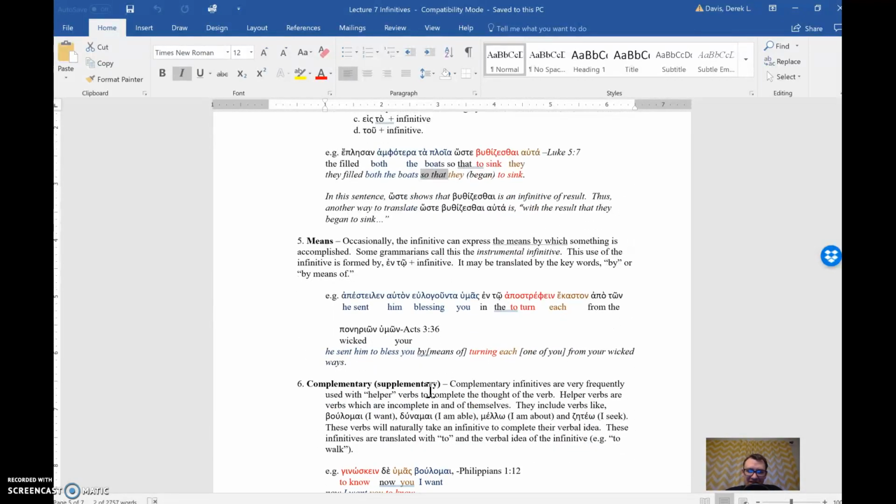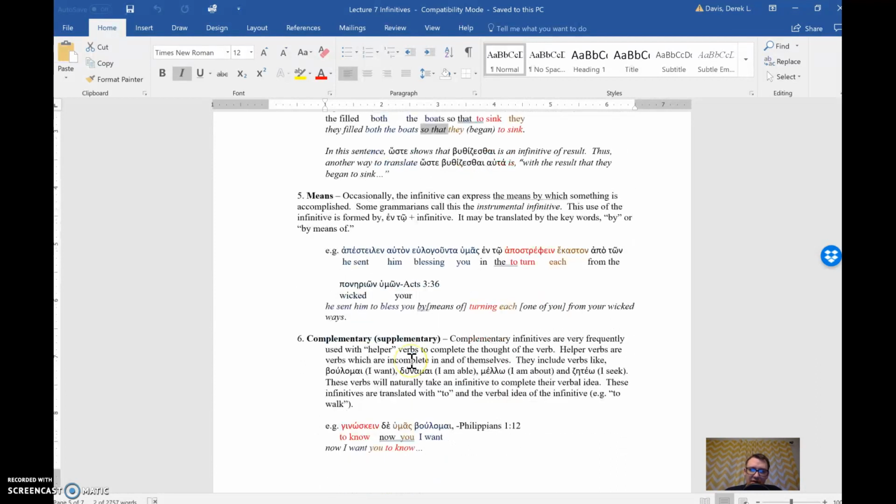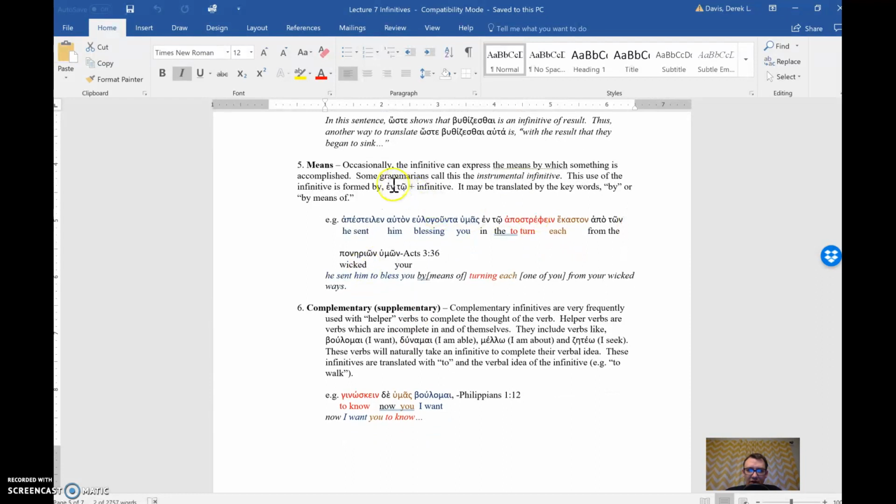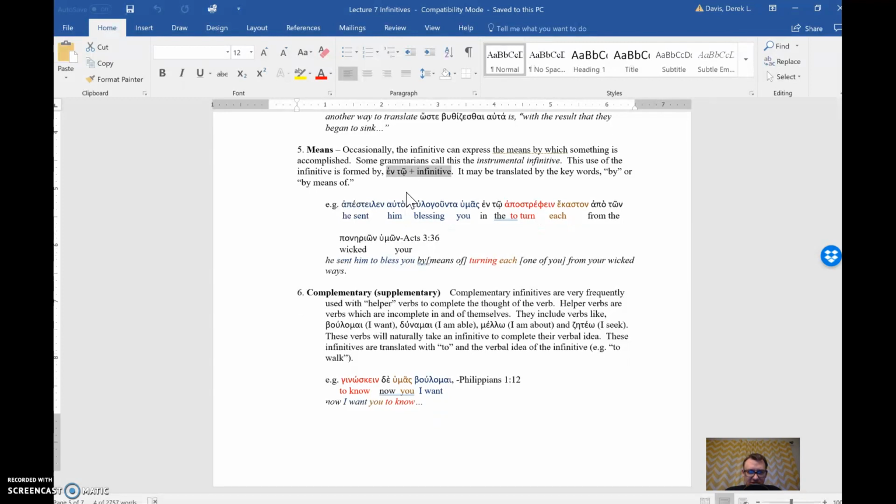The fifth category is means. In this particular case, I've given you the possible construction here, which is only one, and you would insert the phrase "by" or "by means of." You would also note, though, that this is the same option you would have with a contemporaneous time infinitive, so you have to determine based on the context which one you think it is.